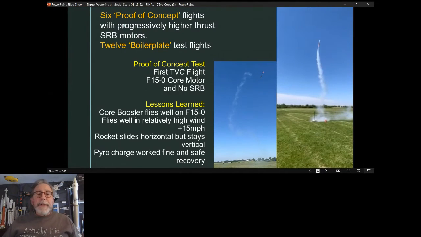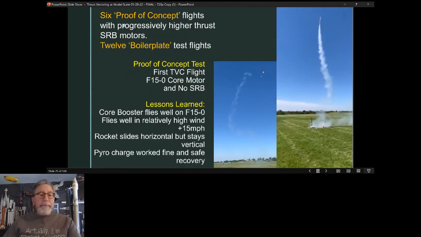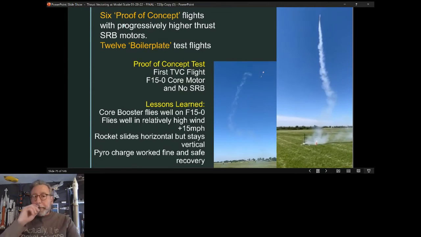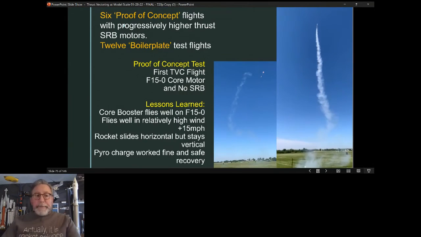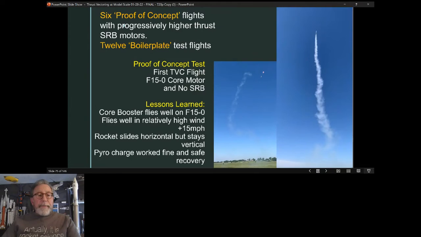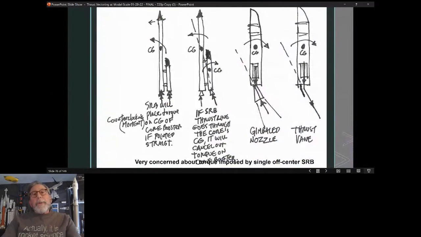That might be a little glitchy and pixelated. And you could see how far it drifted down range just from the wind pushing it. So it worked fine without an SRB, but I was really worried about what was going to happen when I strapped a motor 2 inches off center on this rocket.